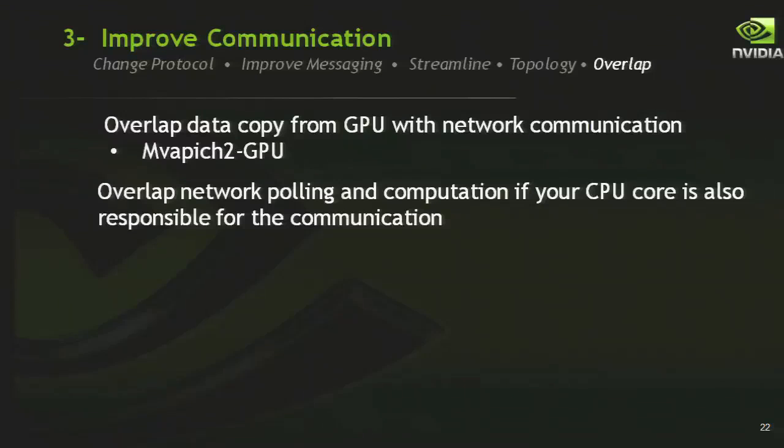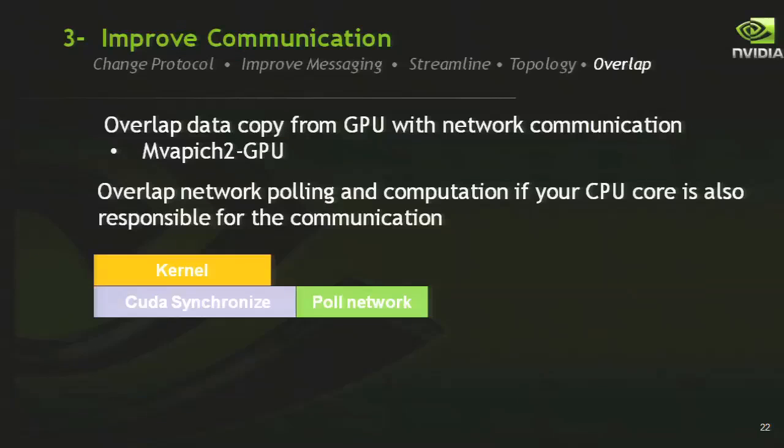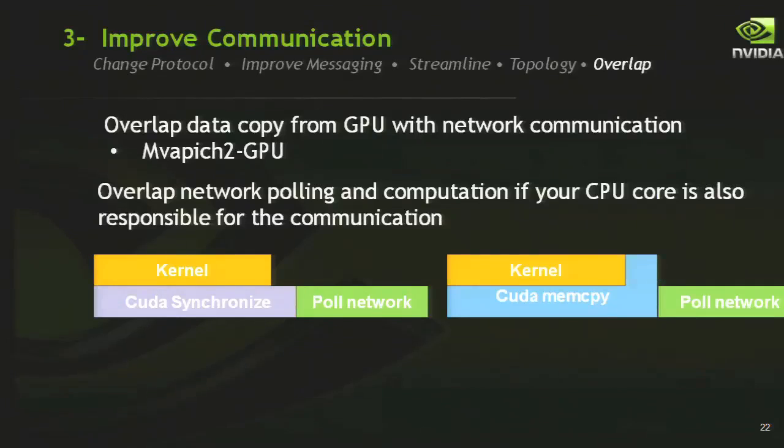Another thing, if your CPU core is responsible for both maintaining the GPU kernel and also for the network polling, or just basically getting network data off of the network, CUDA synchronize or synchronous copies are again an issue. So here are two examples. Say I issue a kernel and then I issue right afterwards a CUDA synchronize. What that means is your core is blocked from doing anything else until the kernel returns and your synchronize completes.